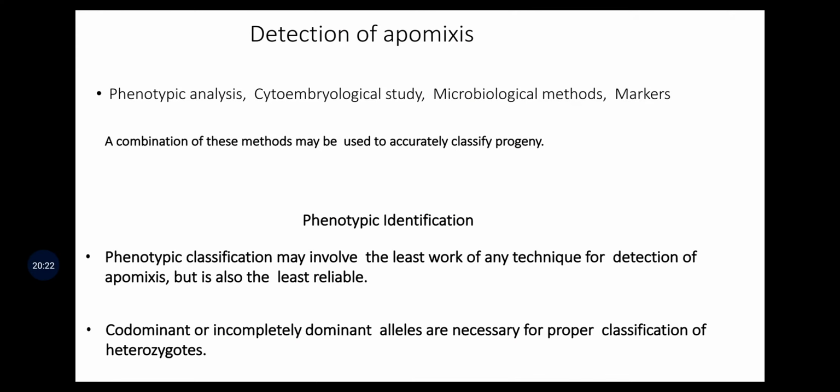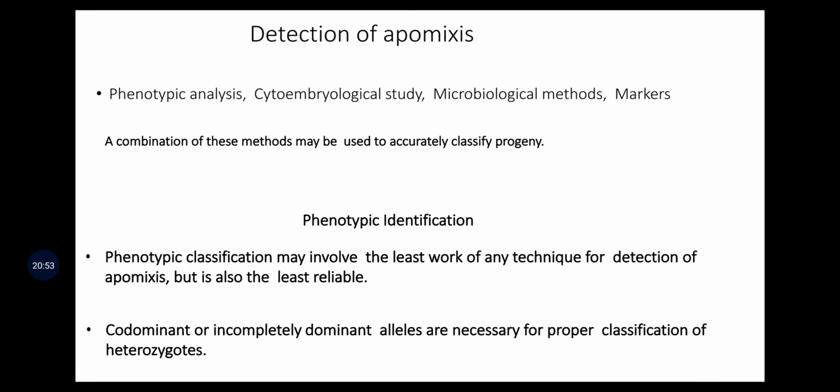Now we shall see, if any plant is undergoing apomictic condition, how to detect that particular plant. There are different techniques like phenotypic analysis, cytological or cytoembryological study, microbiological method, or marker assisted selection or marker technology used in order to detect the apomixis process. A combination of these methods can also be used for better results. We shall see one by one.